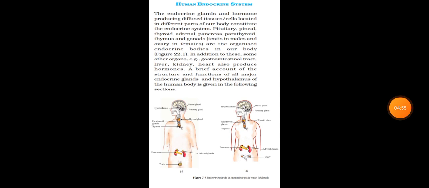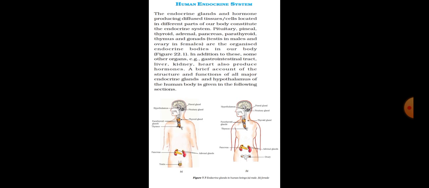Human endocrine system. The endocrine glands and hormone producing diffused tissues or cells located in different parts of our body constitute the endocrine system. Pituitary, pineal, thyroid, adrenal, pancreas, parathyroid, thymus, and gonads are the organized endocrine bodies in our body. In addition to these, some other organs, for example gastrointestinal tract, liver, kidney, heart, also produce hormones.